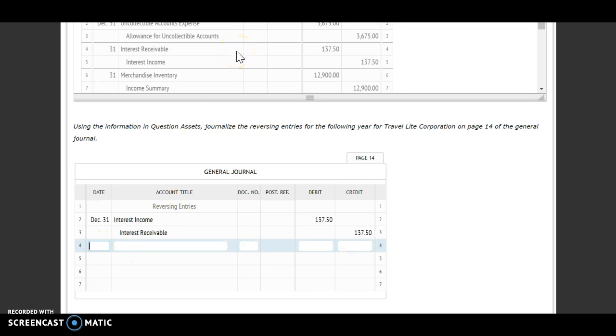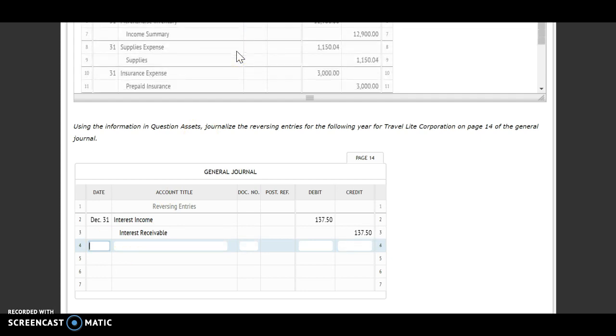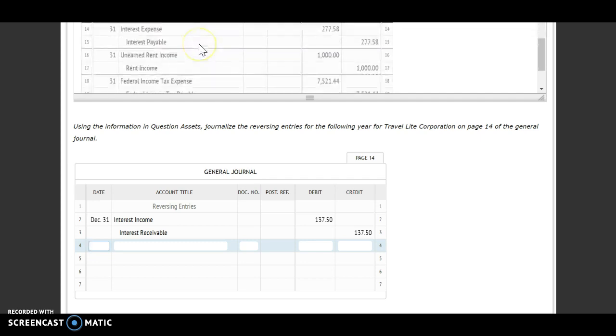Okay, next I'm looking for interest again, except interest payable. So I'm going to go down. There we go, for our interest expense and interest payable. So again, I need to start with the date. I'm reversing that adjusting entry. So I'm going to debit interest payable this time for 277.58. And I'm going to credit interest expense for 277.58.